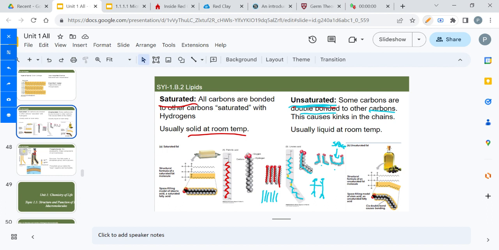Now, if you heat butter, we know it melts, and you can go and eat that delicious butter. Oils are always liquid. It's basically asking: are you liquid at room temperature, or are you a solid at room temperature?